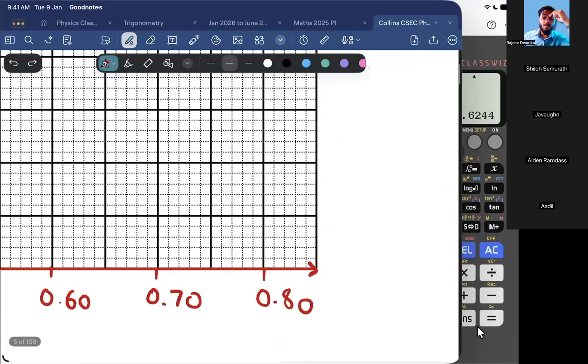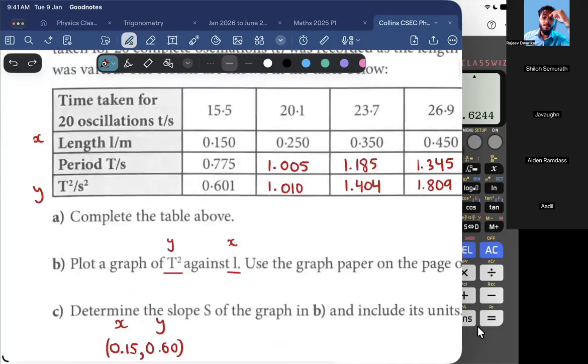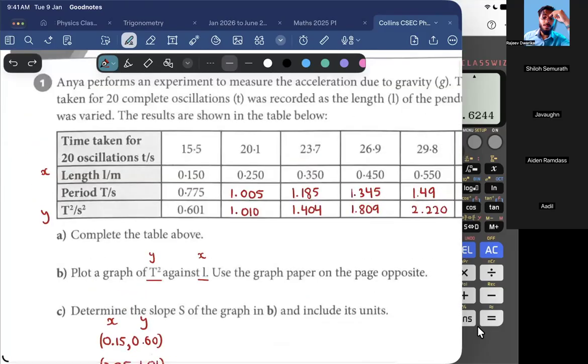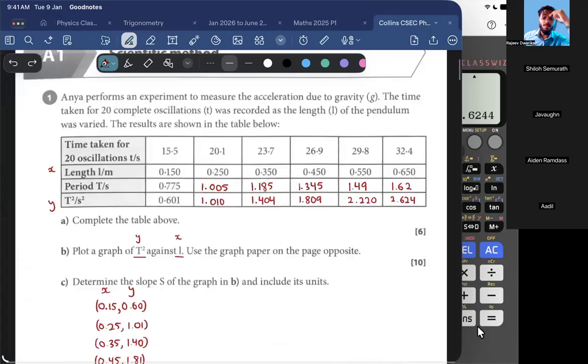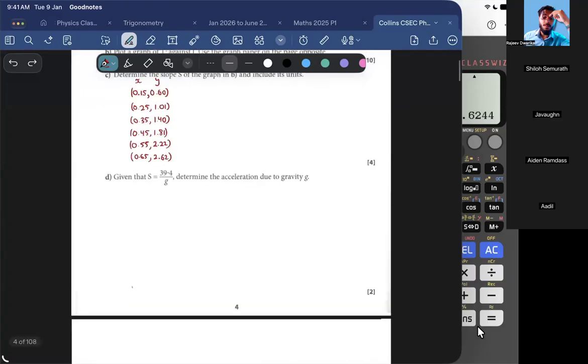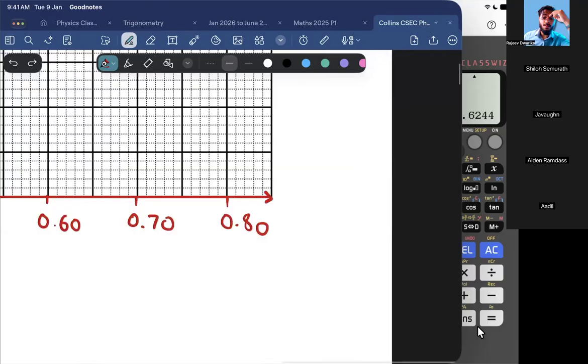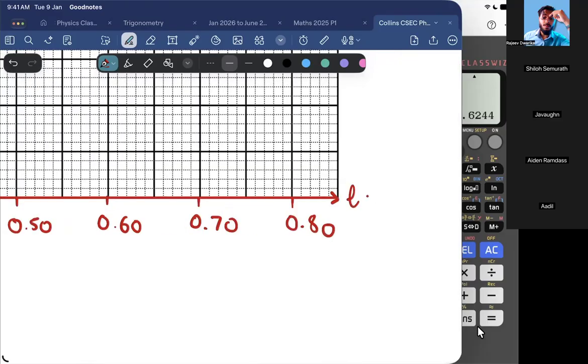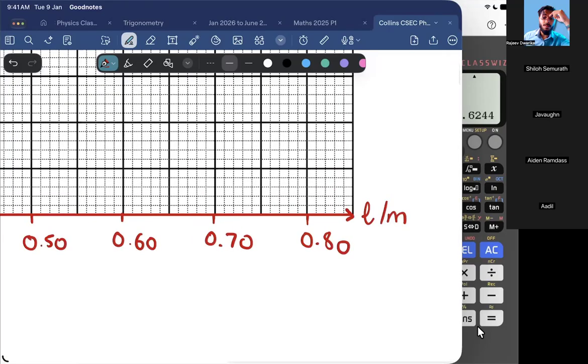So tell me, what does the x-axis represent? L, and that's measured in what units? Meters. Yes. So are you okay with all of this? Are you confused? Okay, sir.